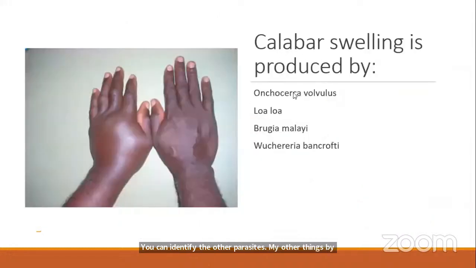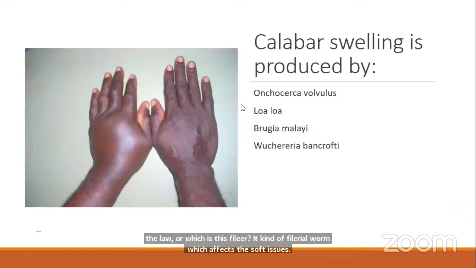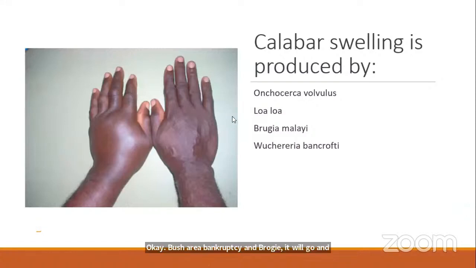So what is the causative agent of this lesion? Yes, it is Loa. It is a Calabar swelling. It is caused by Loa, a kind of filarial worm, which affects the soft tissues. Okay, Wuchereria bancrofti and Brugia will go and affect the lymphatic system.